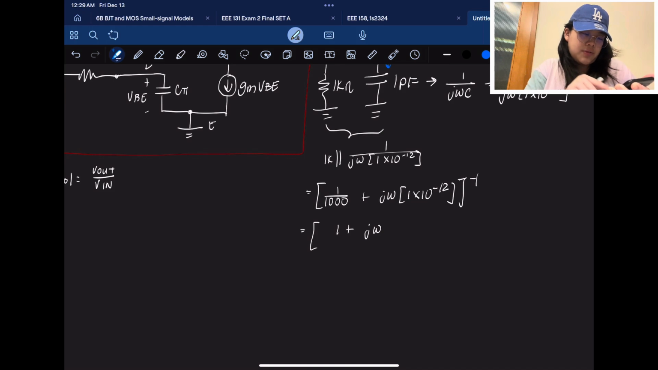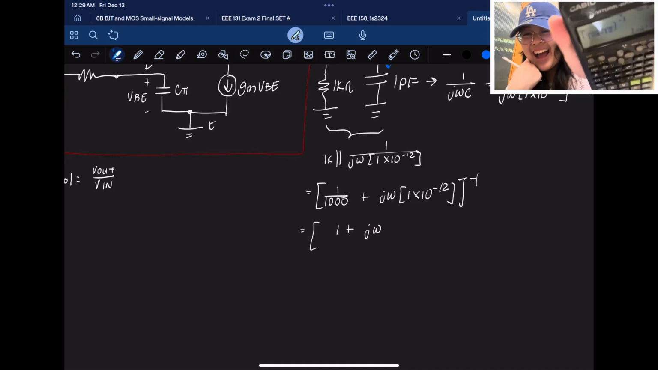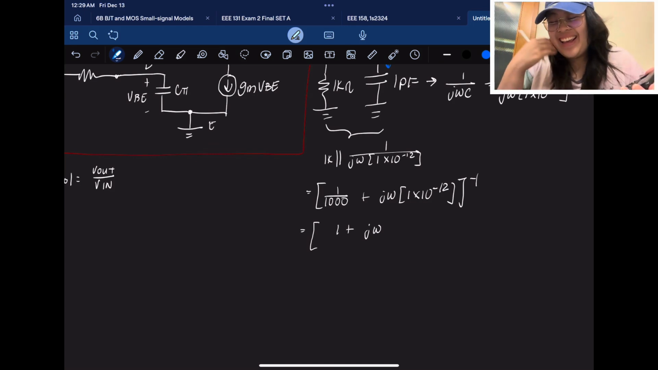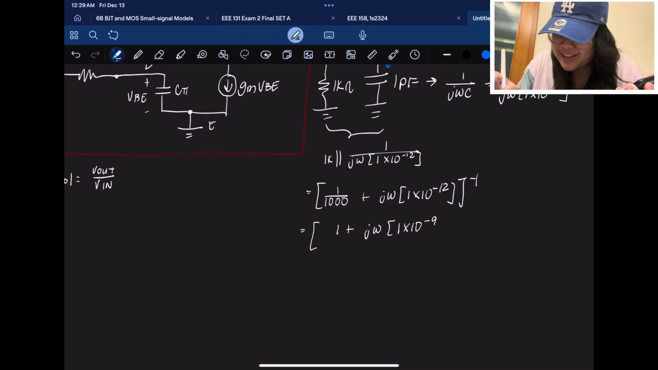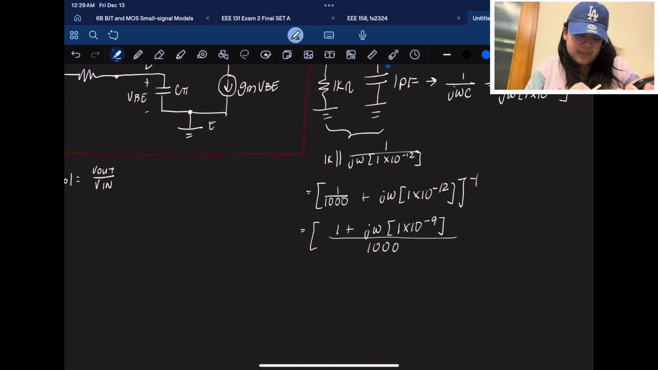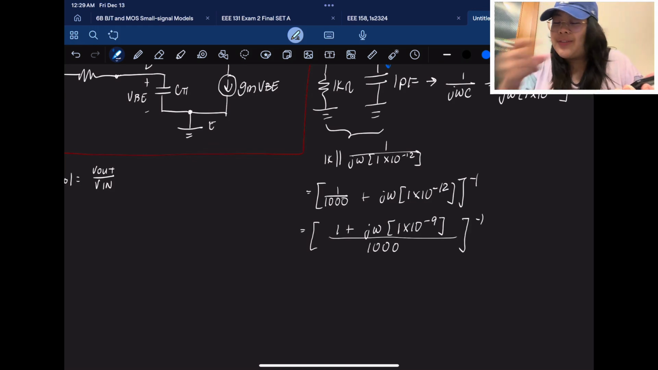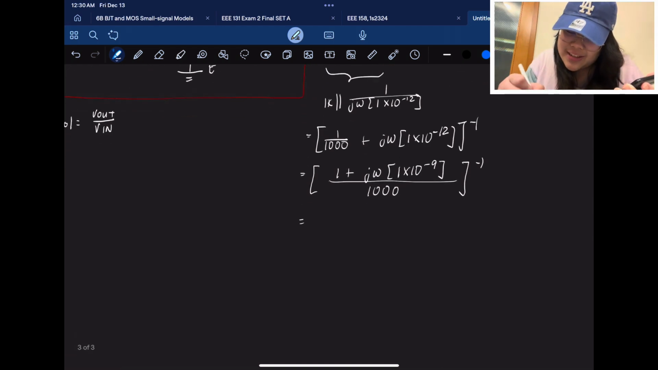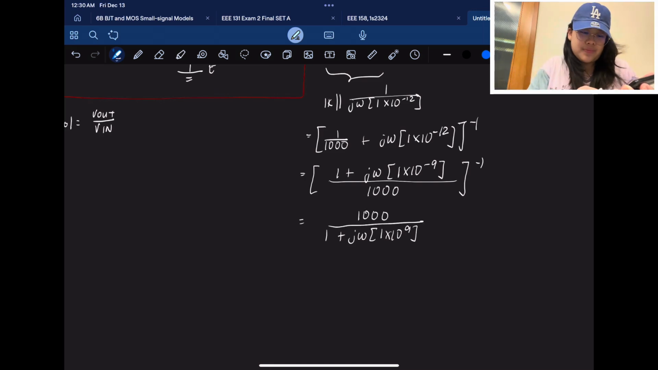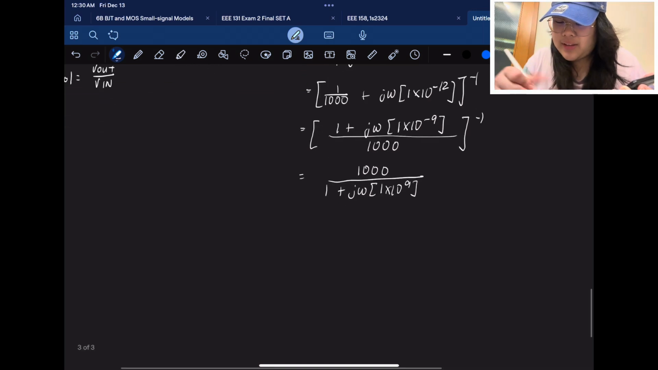1 times 10 raised to negative 12. If you're confused, okay. Times, so that 1 times 1,000 is 1 times 10 raised to negative 9. Okay, sorry, had to double check, because I forgot that this is like that. You can inverse that, it's still the same. And then we inverse the inverse. So, 1 plus JW times 1 times 10 raised to 9, over 1,000.